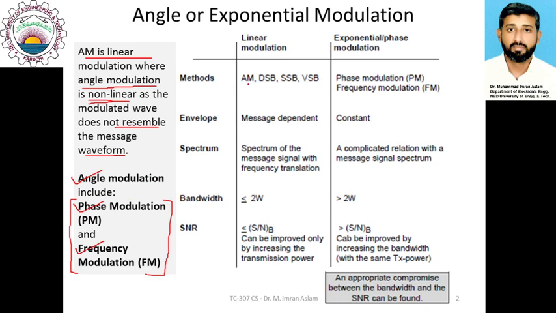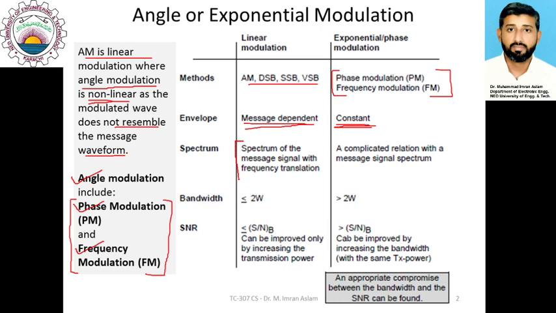We know that linear modulation covers the variants of AM modulation: AM, DSB, SSB and VSB. For angle modulation, we have two major techniques: phase modulation and frequency modulation. In the case of linear modulation, the envelope of the modulated signal is dependent on the message signal. Actually, it follows the message signal. However, in exponential modulation, the envelope is generally constant, so it remains constant.